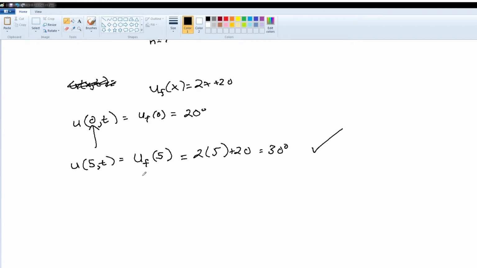Okay, now what about the initial condition? Let's recall the initial condition was that at time 0 we have an initial steady state, and this was given by the function 8x, which we derived above. Okay, so let's see.